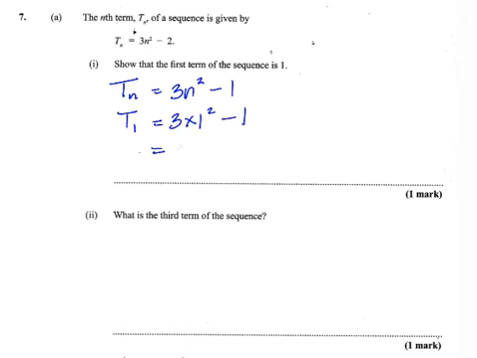Alright, sorry, there's a slight error. This should actually be 2 and not 1. So this is 2 here and 2 here. So this is 3 minus 2. So T1, which is the first term, is equal to 1. Alright, so we're able to do that successfully.